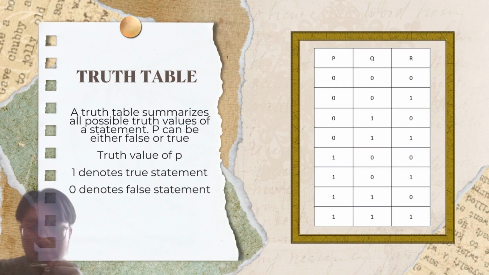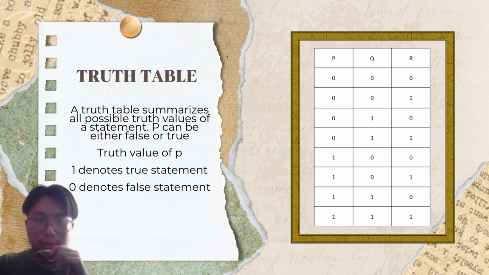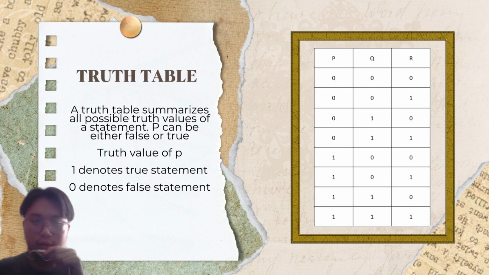Hello, so I'm going to explain about the truth table. So, what is a truth table exactly? A truth table summarizes all possible truth values of a statement. P can be either false or true. So, that is the truth value of P. 1 denotes a true statement and 0 denotes a false statement. So, let's go for the example.